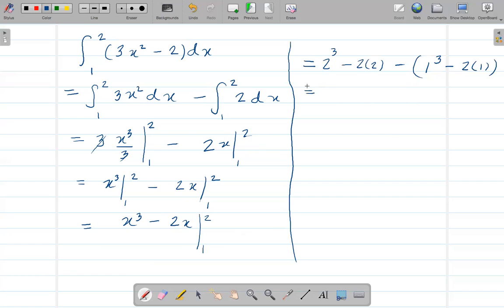So from here, I get 8 and here I get 4, minus, okay, if you distribute this minus here, it will be minus 1, and distributing it here, it will be plus 2. So 4 plus 1, that's 5. All right, so you get the answer, right?